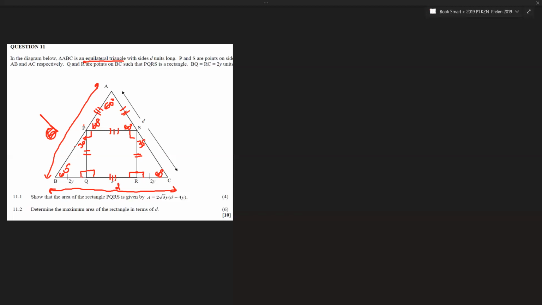And then obviously, I can see that if this is 2y and that is 2y, then QR, which is from here to here, will be given by D minus 2y minus 2y, right? Which means I'm going to have D minus 4y. So my QR is D minus 4y. Do you get it? I'm sure it makes sense now. Okay, so yeah, that is my analysis.